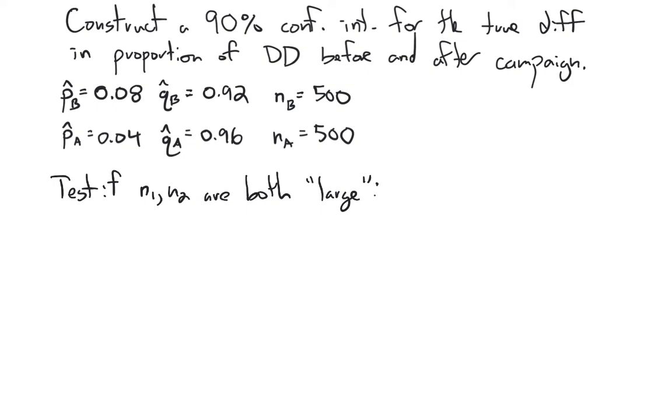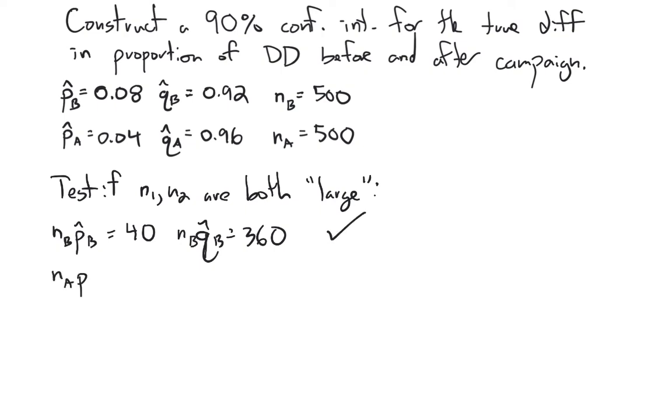Okay, so let's go ahead and do this. Let's do N1 times PB. So how many of our 500 indicated that they drove drunk? You can check that if I multiply that, I get 40. And the other 360 did not drive drunk once in the last year. So they're both bigger than 15. We're good to go. Let's check the second sample.